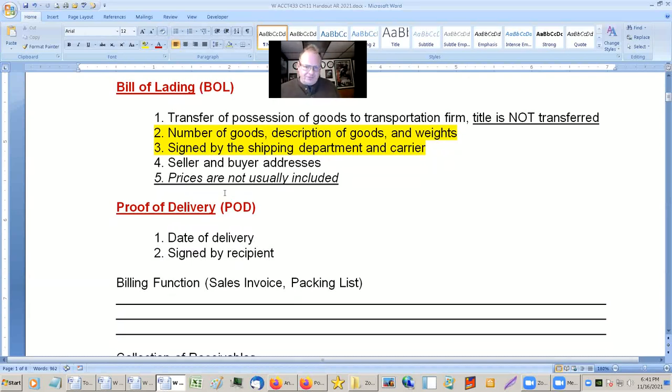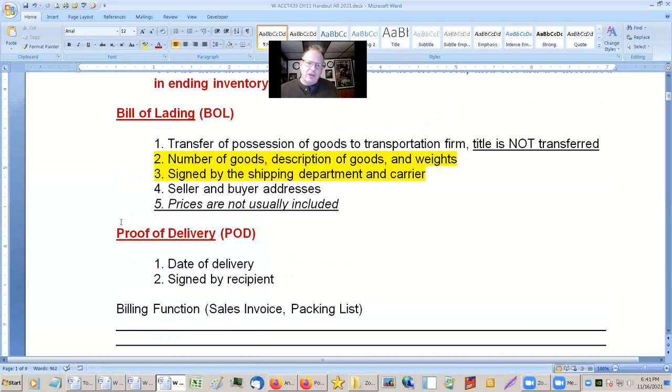All right. Now, along with the bill of lading is a proof of delivery. Now, quite honestly, the bill of lading is a more important document. I'll tell you why in a second. Proof of delivery means that whoever ordered it actually got it. And it'll have the date of delivery and be signed by the recipient. Okay, so proof of delivery is showing that they actually received it.